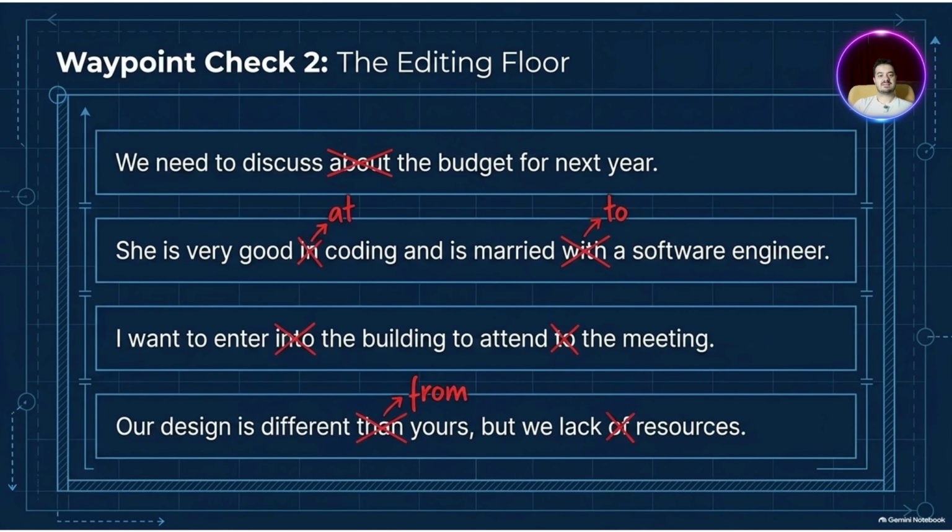Here we are at the second checkpoint to look at some examples. We need to discuss the budget for next year, not discuss about. She's very good at coding and is married to a software engineer. I want to enter the building and attend the meeting. Our design is different from yours, but we lack resources. I give you some time just to look at these examples. You can even take a screenshot, and you can also write some examples in the comments section to practice more.